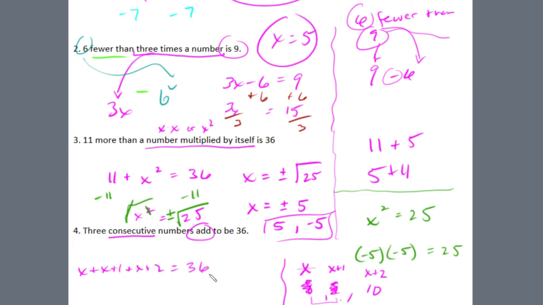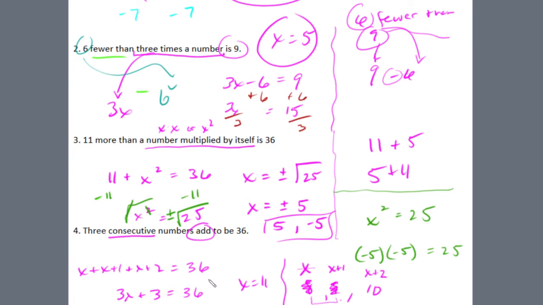add to be 36. And now you combine like terms. x plus x plus x is 3x, and then 2 and 1 add to be 3. And now you solve this equation. You would subtract 3 and divide by 3. Well, 36 minus 3 is 33, and 33 divided by 3 is 11. Okay, so you get x equals 11. I would work that out, but I ran out of space.